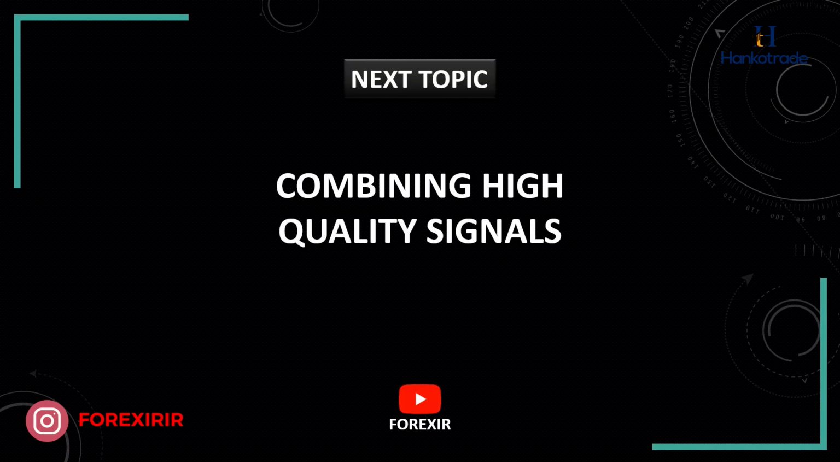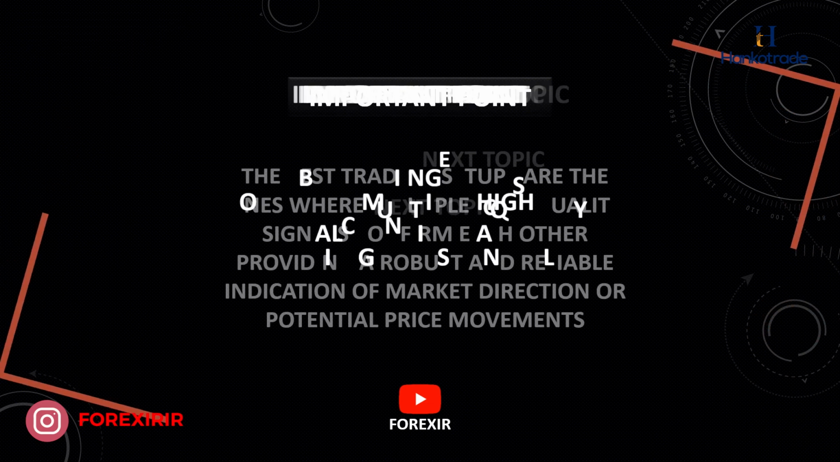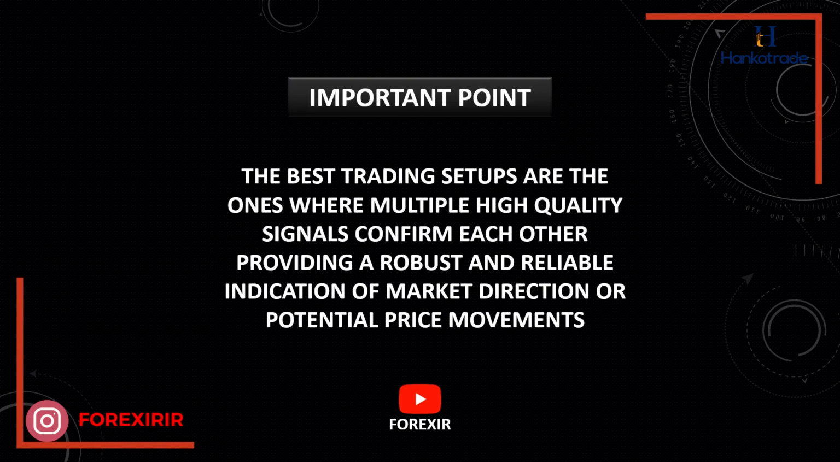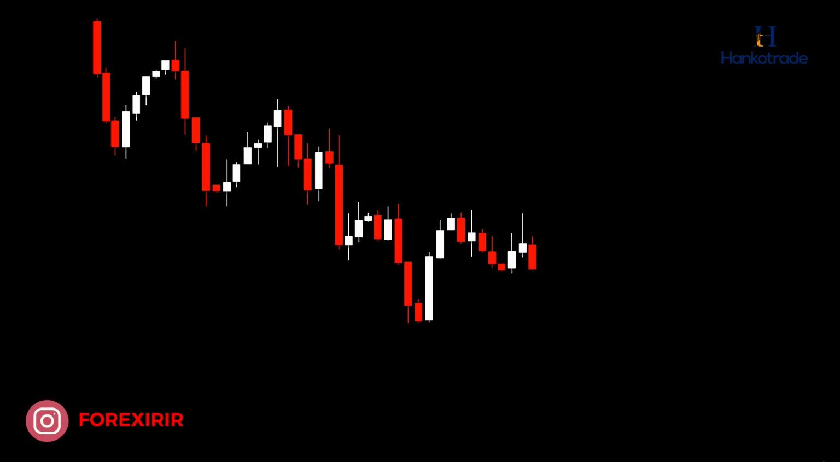Number 7. Combining high-quality signals. The most effective trading setups are those where multiple high-quality signals corroborate each other. This synergy between signals offers a strong and dependable indication of market direction or potential price movements. In this example, we have a high-quality trade setup. Let's break down the price action signals individually.